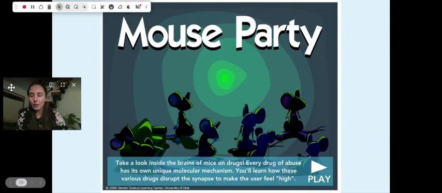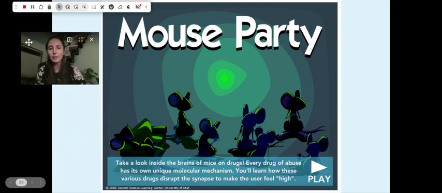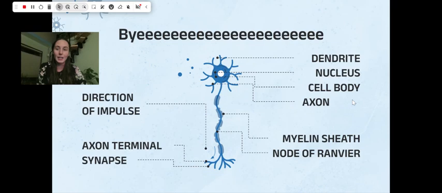If you're interested in learning more about this, one of our activities this unit will be looking at mouse party, so we can see the effect that different drugs have on the brains, specifically the synapses of mice, which can be similar to people. So get ready for a party.